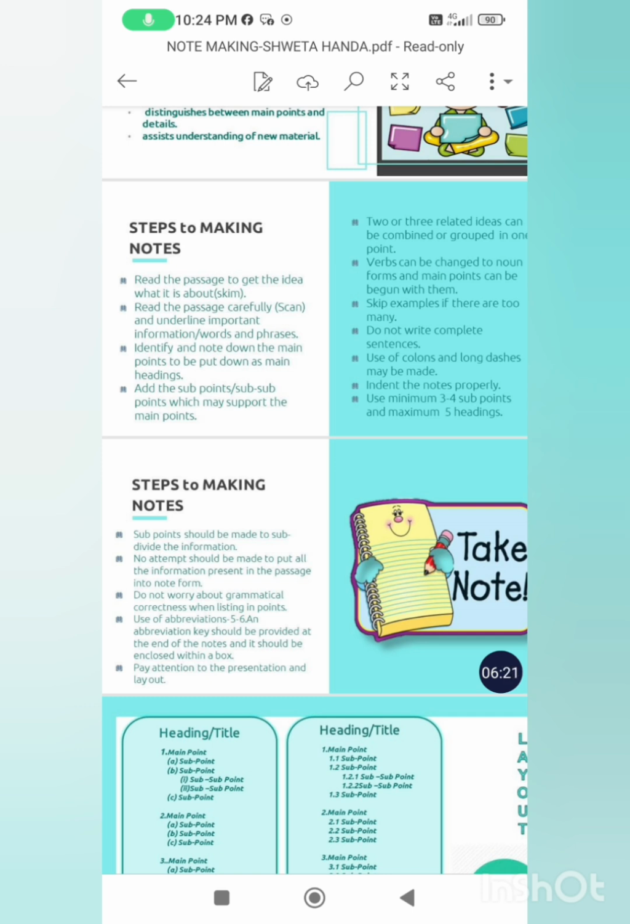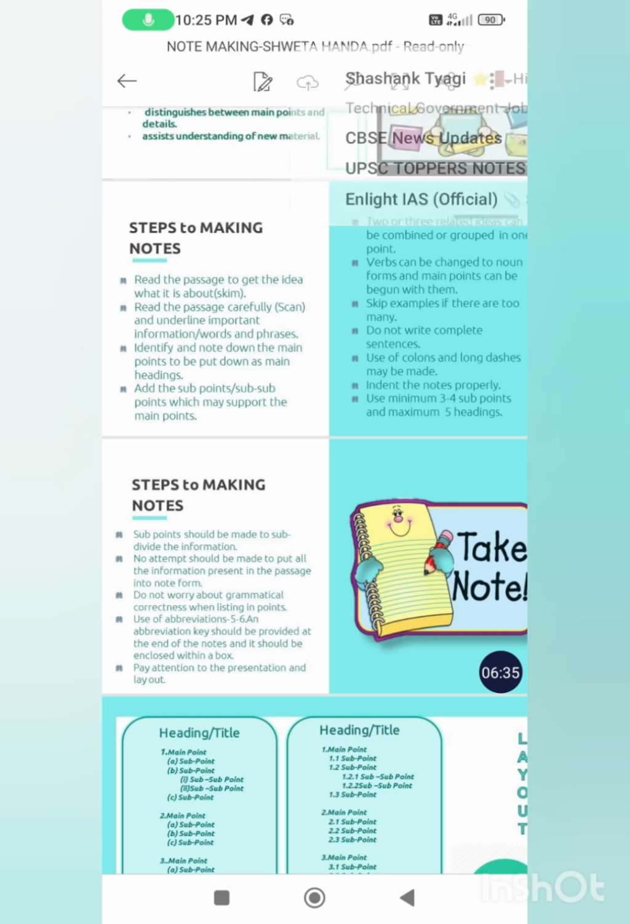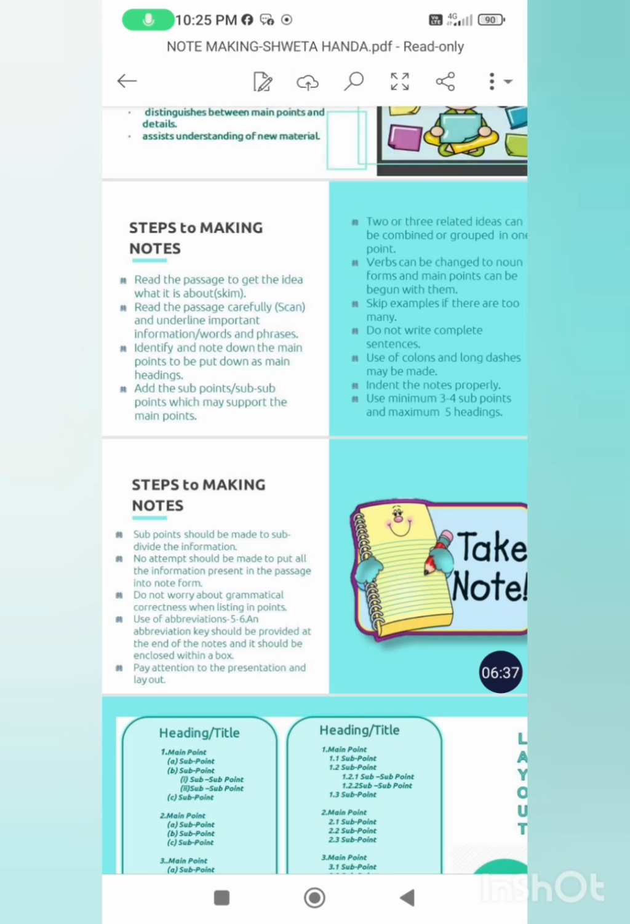And when you read the passage carefully and you underline the important words or the important meanings of it, whatever you can decipher, that's the scanning. All right, so important information, words and phrases, that would be scanning. Then identify and note down the main points to be put down as main headings. Clear?